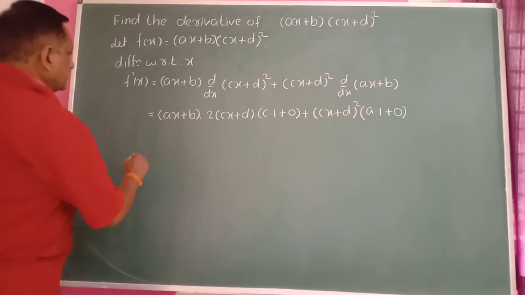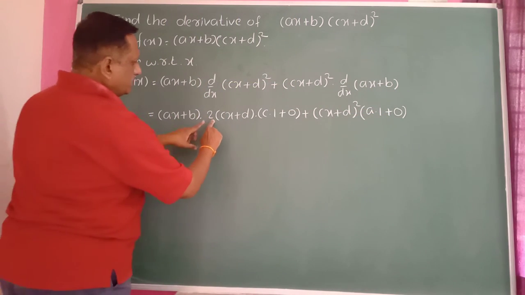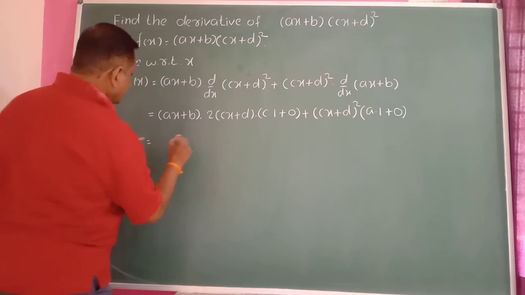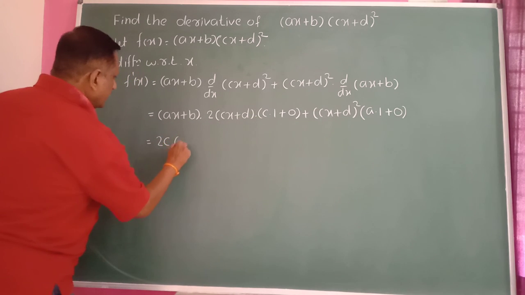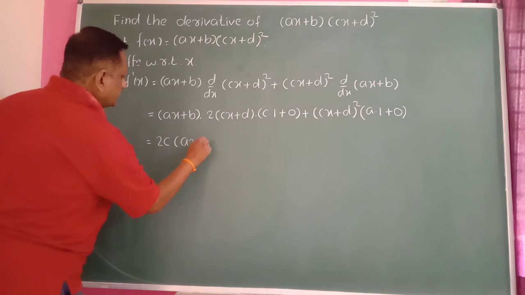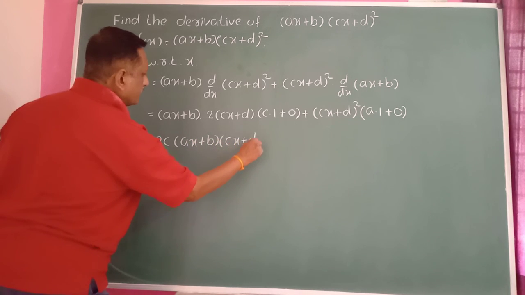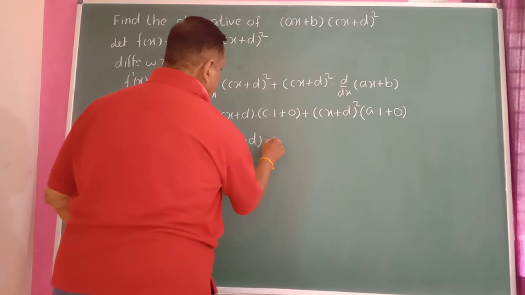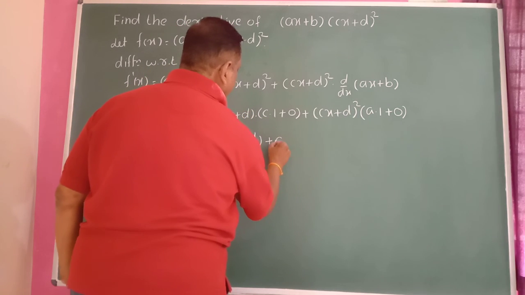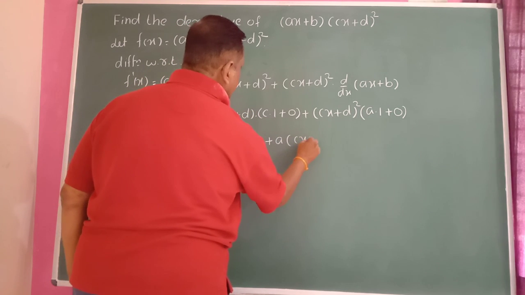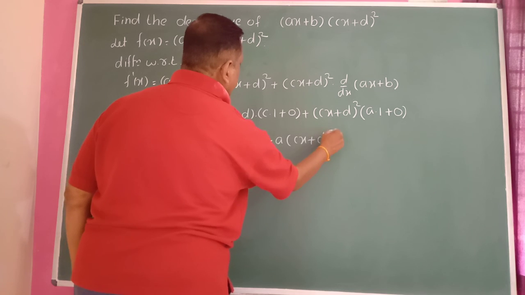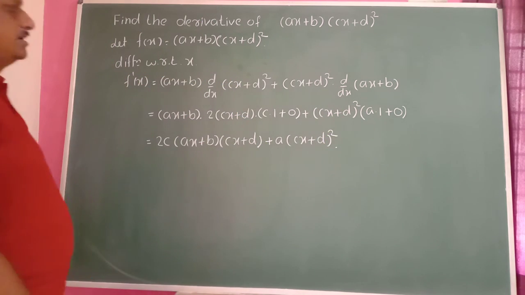Hence this is equal to, so here 2 is there and here c. So write here 2 into c, ax plus b into cx plus d. Then plus a is there, so write here a into bracket cx plus d whole square. This is the answer here.